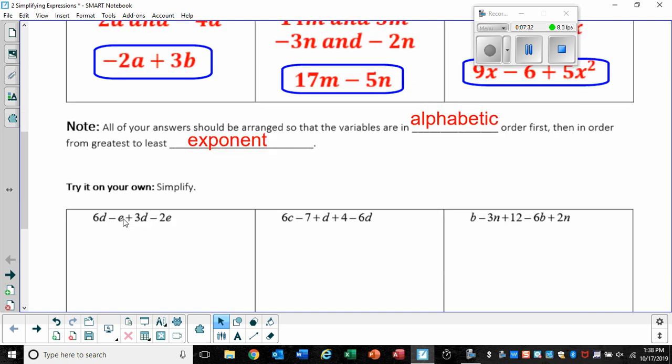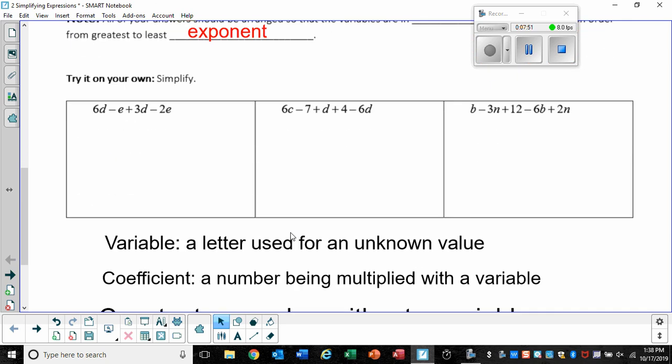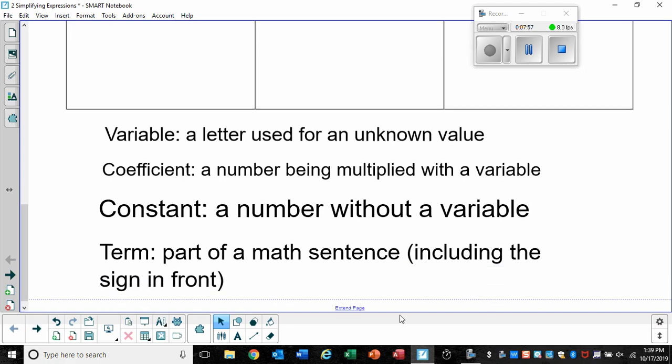So you guys are going to try these on your own. Try these 3. At the very least, I should see you highlighting, underlining, circling your like terms. Okay? You should be able to identify which ones are like terms. Alright? So give that one a go. And then those are just our vocab words from before that if you have not written down, you must write down. I will be checking for this at the bottom of your page.